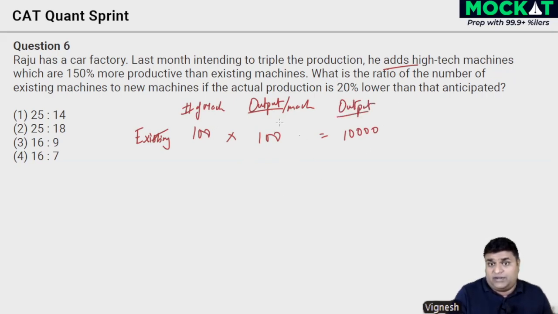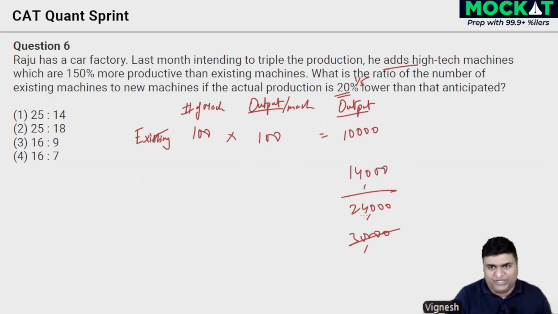Now, what did Raju want to do? Wanted to triple the production. That is, bring it to 30,000, right? Wanted to bring it to 30,000, but did not achieve that. Ended up being 20% lower, 1/5 lower. 1/5 of 30,000 is 6,000. Ended up becoming only 24,000, right? Now, 10,000 anyway came from the existing machines. 14,000 was the output of the new machines.